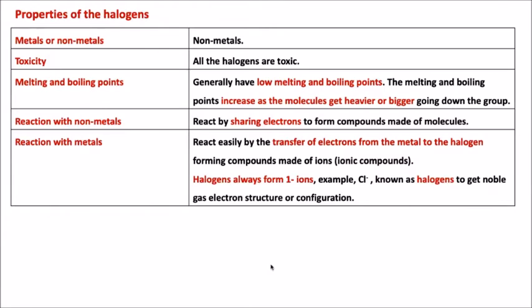Number five, how do they react with metals? They react by easily transferring electrons from the metal to the halogen to form compounds made of ions. So they form ionic compounds. So the halogen always forms a 1 minus ion because they need to gain one more electron. Because the electron is negative, if you gain one electron, you become negatively charged. So halogens always form 1 negative ions.